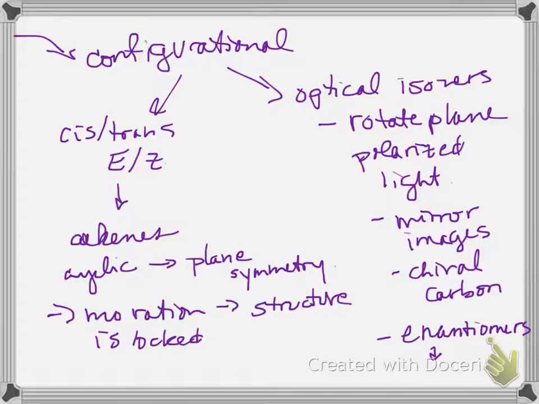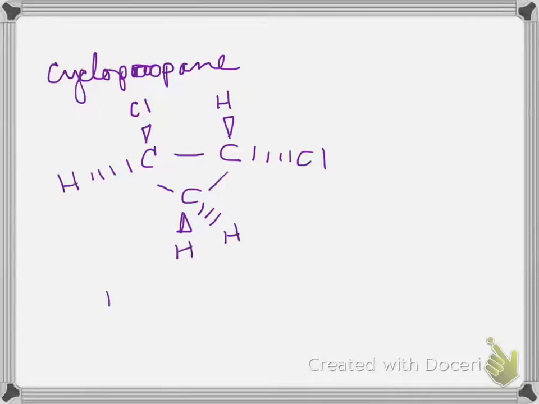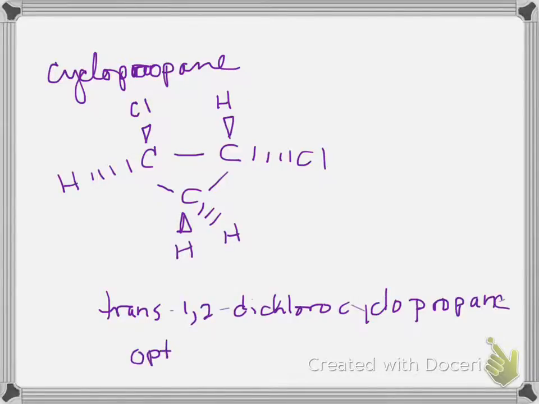Optical isomers are made up of enantiomers. Remember, these are the mirror images. Each enantiomer will rotate plane polarized light in different directions but the same amount. If you're going to draw cyclic structures, please draw them in 3D, all right, so that you can tell whether they are cis or trans.